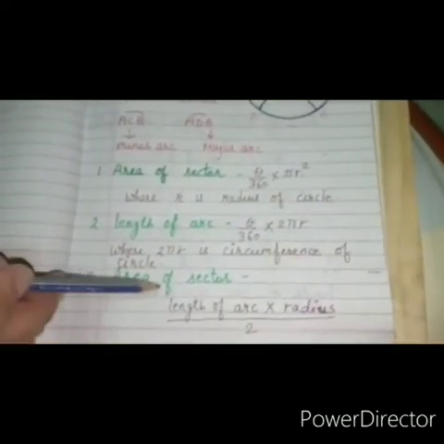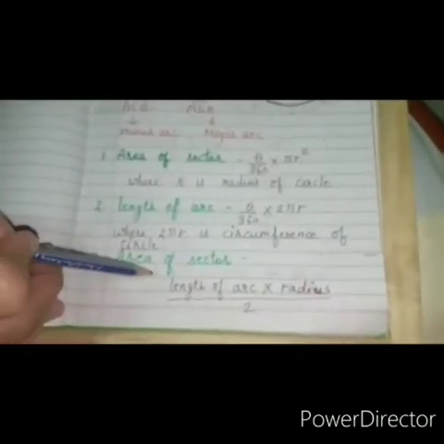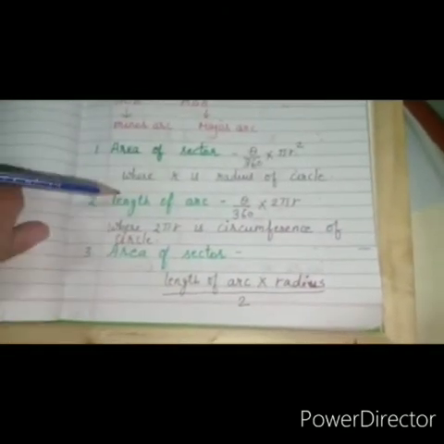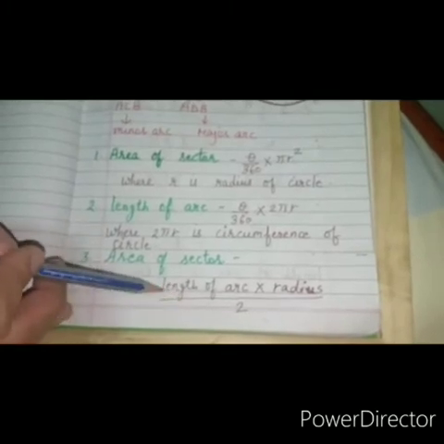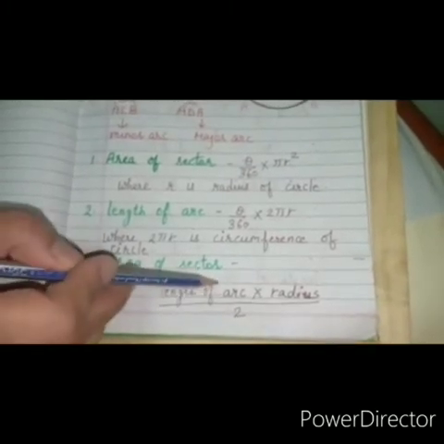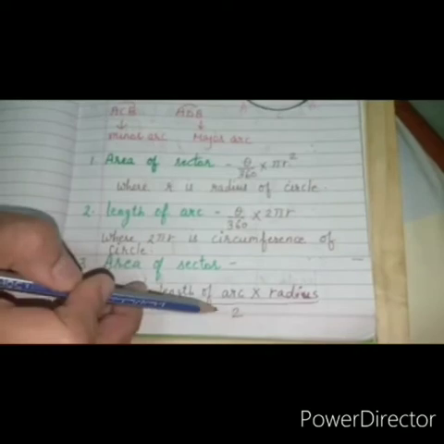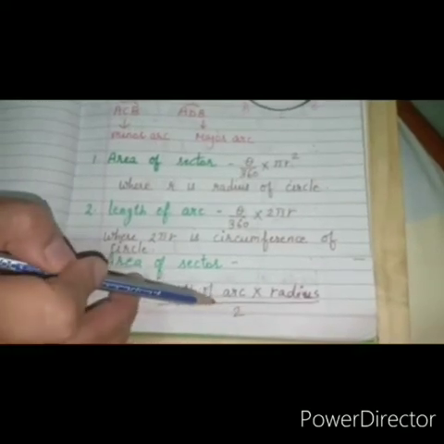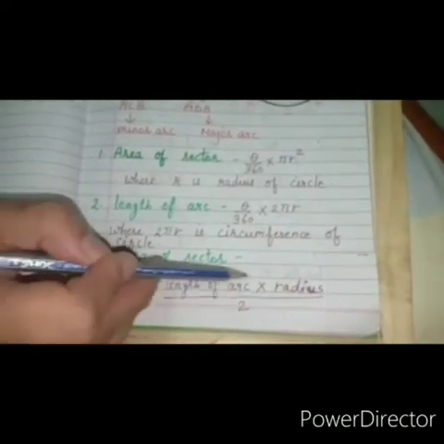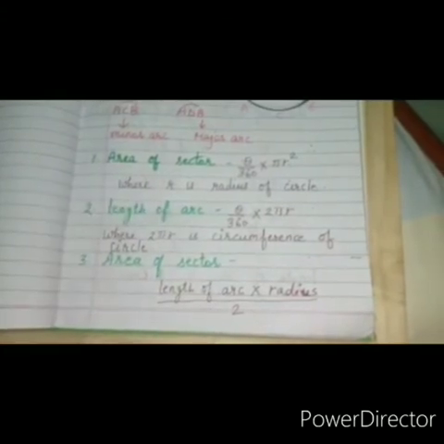Now the third is area of sector. Again we find the area of the sector when we know only the length of the arc and the radius. So the formula becomes length of arc multiplied by radius upon 2. We use this formula only when we have the length of the arc and the radius of the circle.